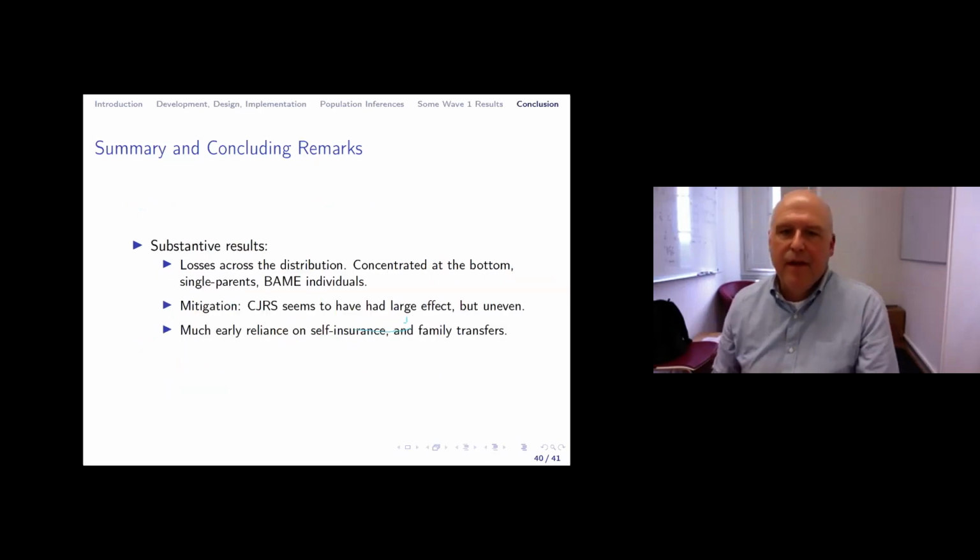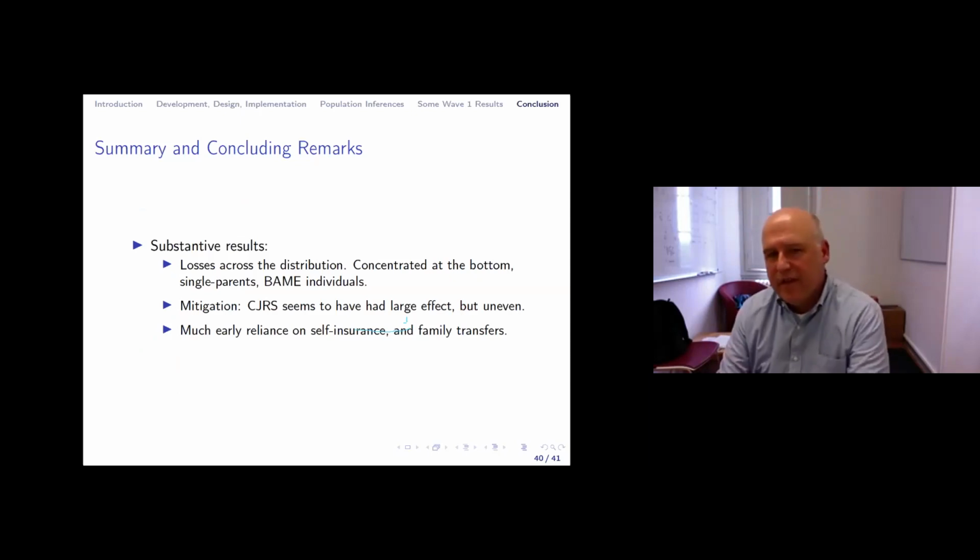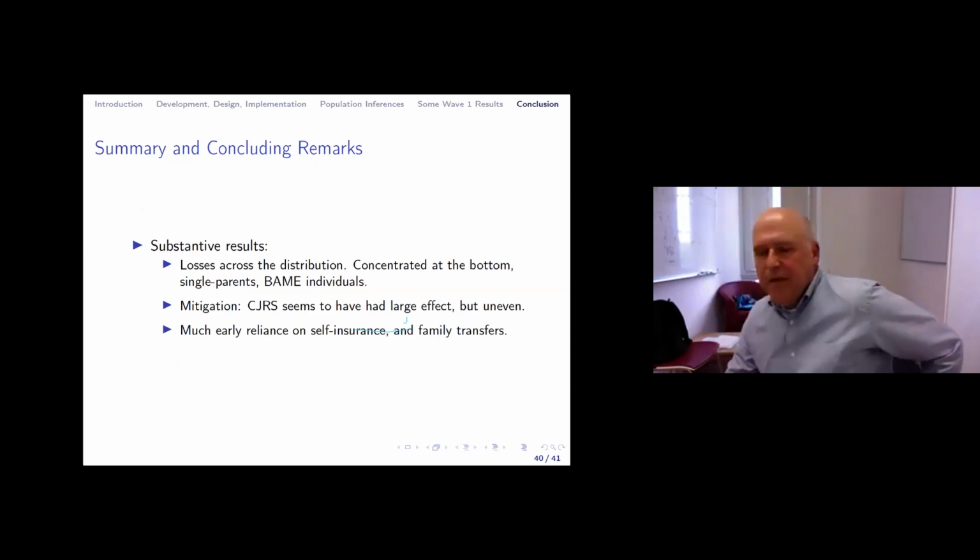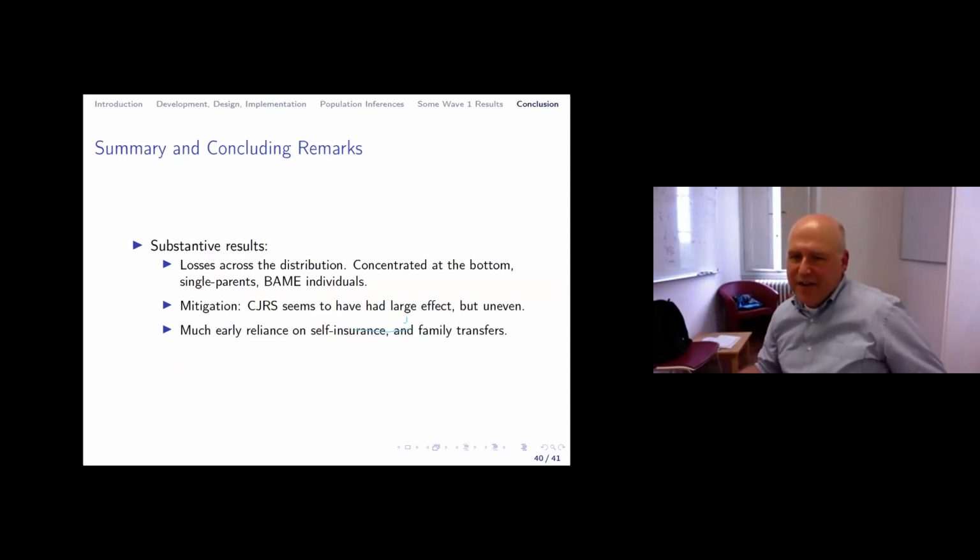On substantive results, we see the losses right across the distribution, but not evenly. So this was an aggregate shock that affected people idiosyncratically. Earning losses seem to be larger at the bottom of the long-run income distribution, among single parents and among ethnic minority individuals. In terms of mitigation, it looks like the job retention scheme has had a large effect, but again, that seems to be uneven across different kinds of people.